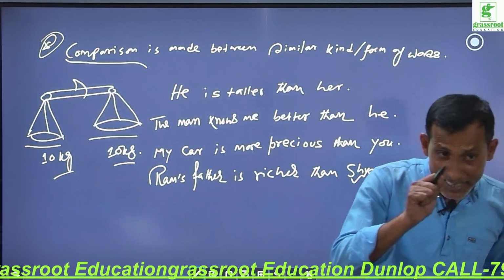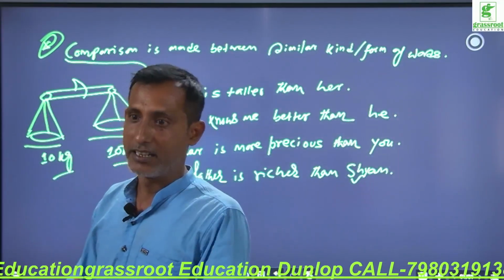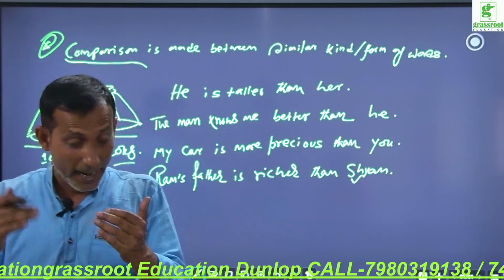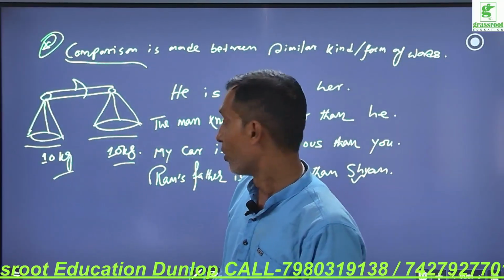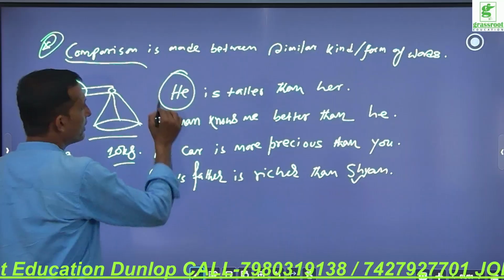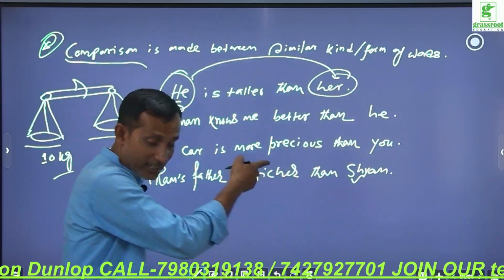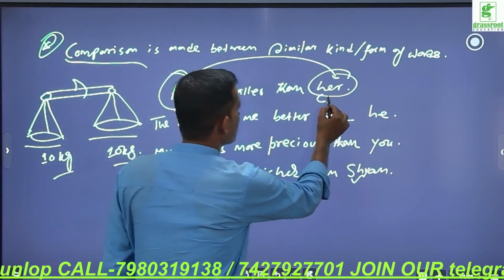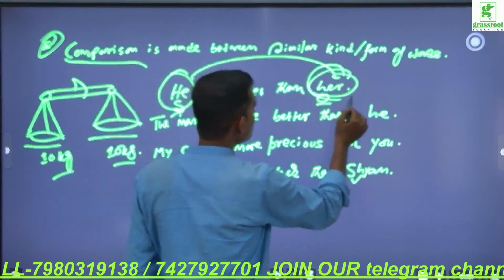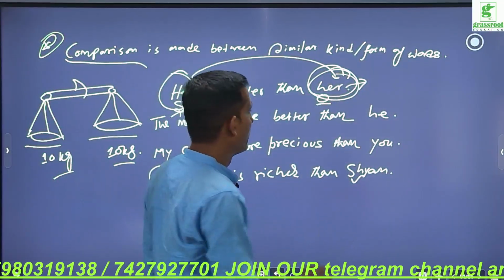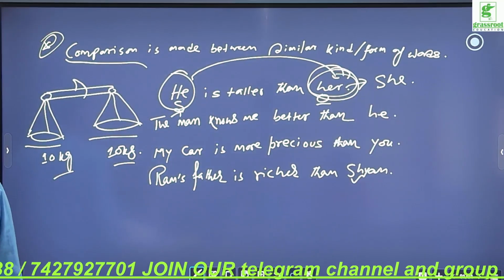Firstly, the main concept is that the words used for comparison, the words between which comparison is made, must be in the same form, the same kind. So here, he is a subjective pronoun and is compared with her in objective form. So subjective and objective are not the same. That's why you have to change it into subjective form, that is she. Have you got this or not? Is it clear to you?